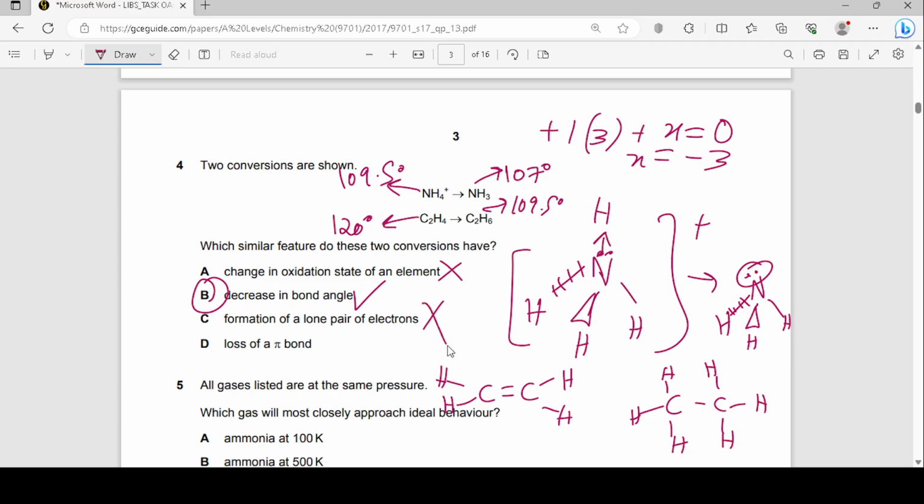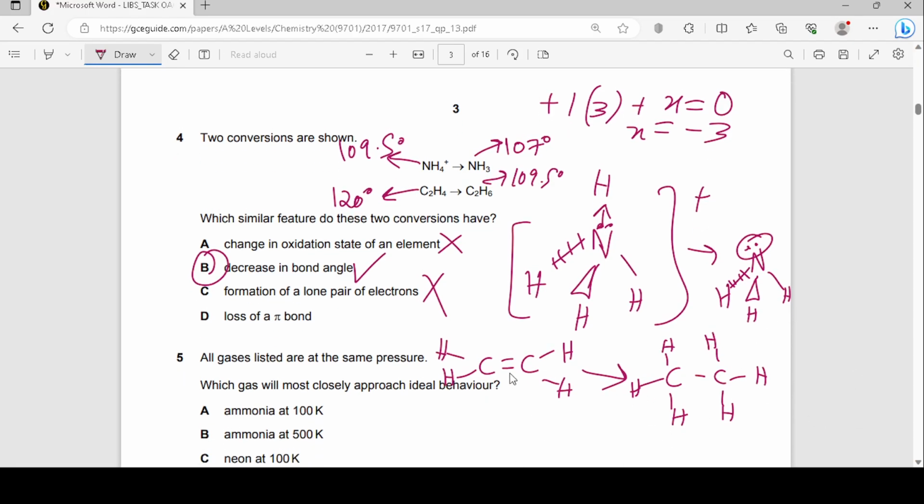Now, if you consider loss of a pi bond, loss of a pi bond definitely does take place in ethene to ethane, as I just showed you, because this is a sigma bond. It's not necessary that the top one or bottom one is the sigma bond or pi bond, but my point is the first bond that is formed between the two atoms is sigma, and the second one will be pi. And if there's a third bond, a triple bond, then it will also be pi. Sigma and then pi and then pi. So that's my point.